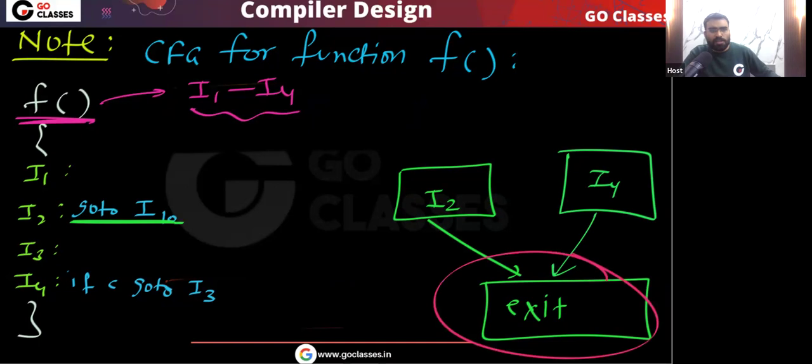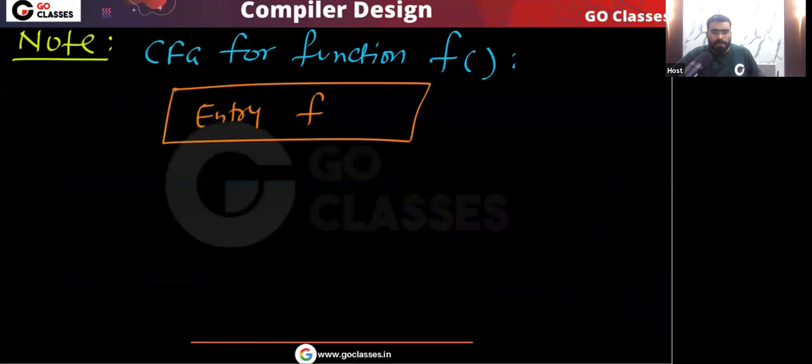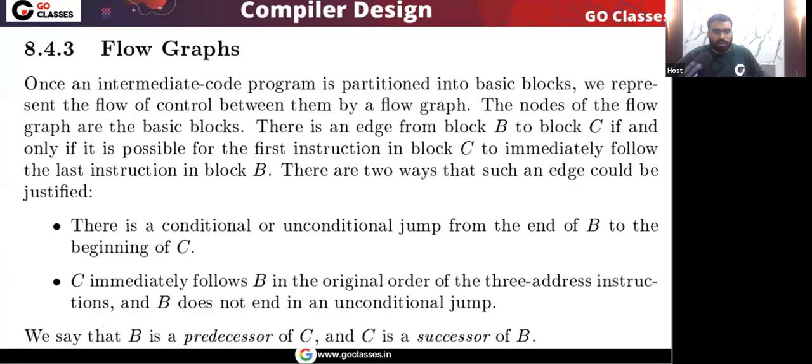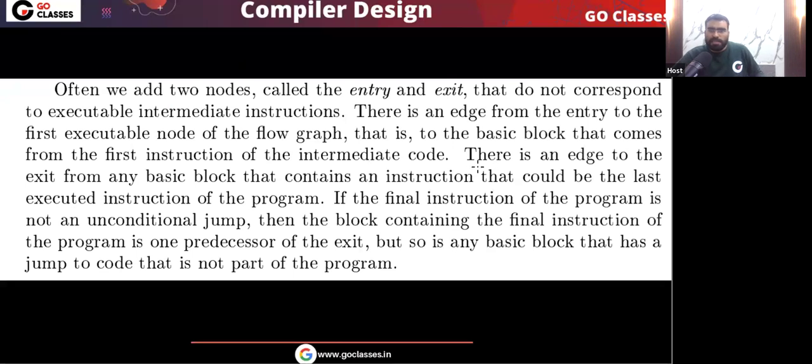So remember, very simple point: there can be multiple incoming edges to the exit node. Any instruction which can be the last instruction, from there you will put an edge to the exit node. Is this point clear? Basically, there is an edge to the exit from any basic block which contains an instruction which can be the last instruction of the program.